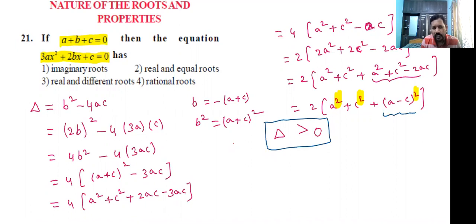Delta greater than 0 means, so what about the nature of the roots? Real and different roots. Third option correct. Real and distinct, or different roots. Okay, third option.